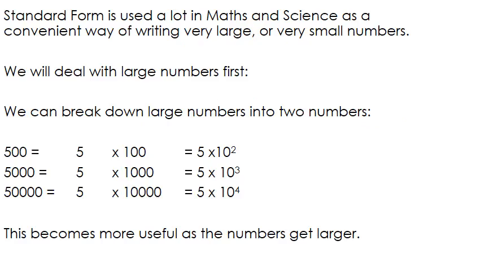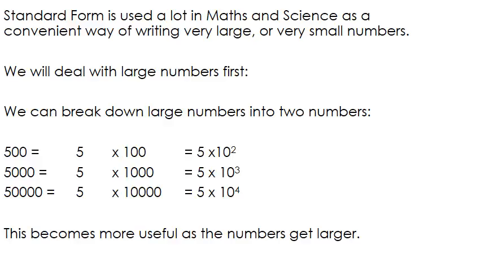So standard form is used a lot in math and science because it's a convenient way of writing very large or very small numbers. When we see a very large or very small number written in ordinary form as a normal number, it can be quite difficult for our brains to process it. So we find it easier if we use standard form.